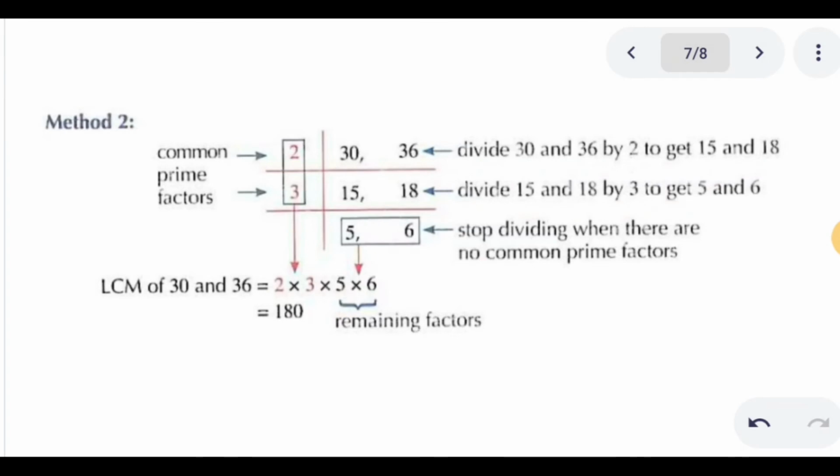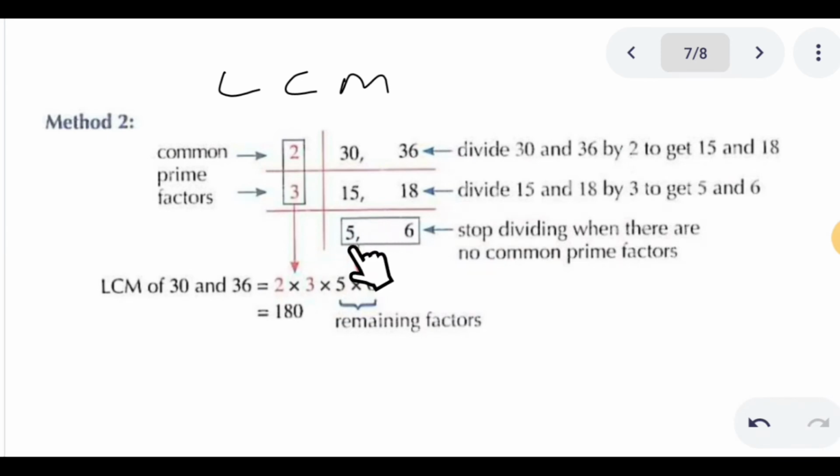The second method to find the LCM of the numbers 30 and 36 is prime factorization. In this method we first list the two numbers whose LCM we are going to find, that is 30 and 36, and then start dividing them by a common prime factor. We see that these numbers are divisible by 2, so the answer will be 15 and 18. And again 15 and 18 are divisible by another prime number, that is 3, so the answer is 5 and 6.